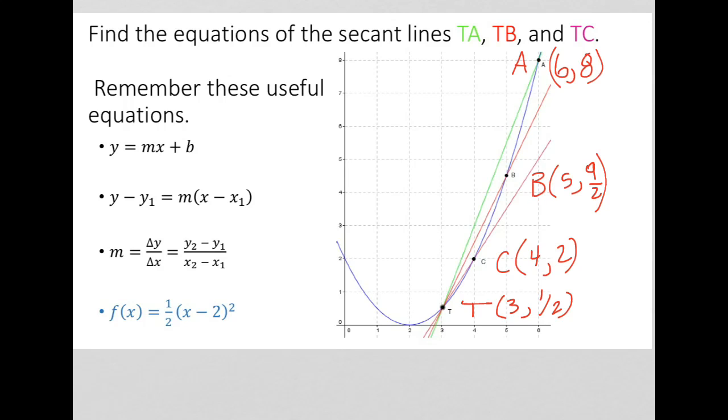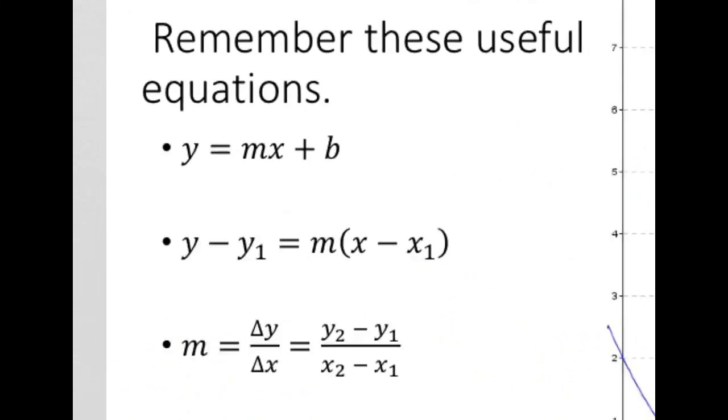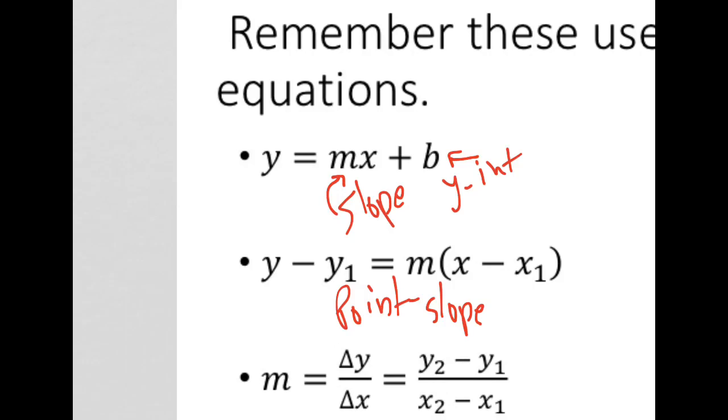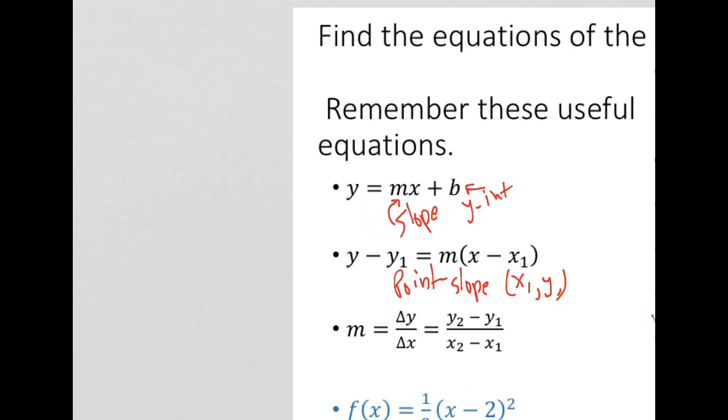So notice we've got some useful formulas on the side here. y = mx + b, that is our slope-intercept form, m being the slope and b being the y-intercept. We have y - y1 = m(x - x1). That is point-slope form. Again, we have slope m, and this time we've substituted in some point (x1, y1). This will become your favorite form of the linear equation. I promise you that. It is so useful.